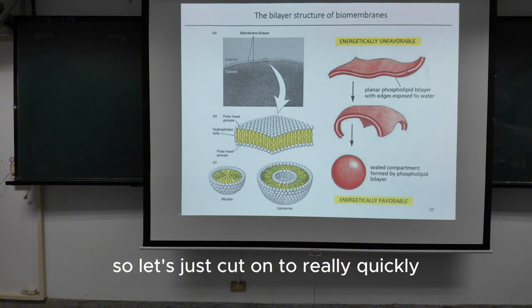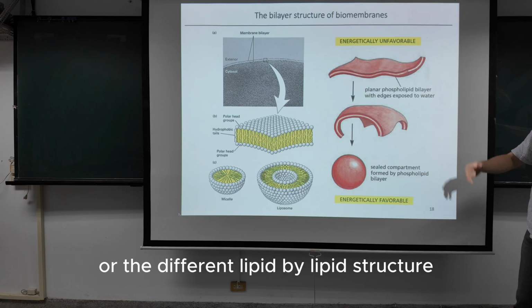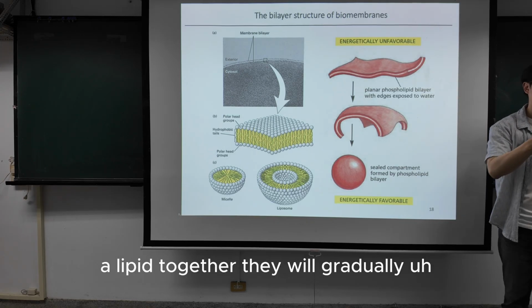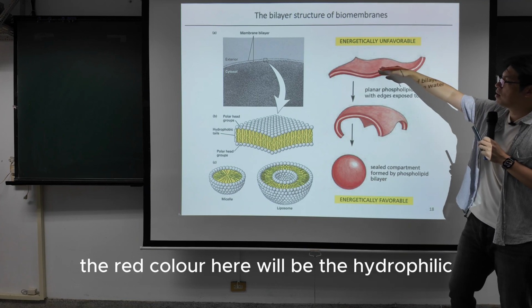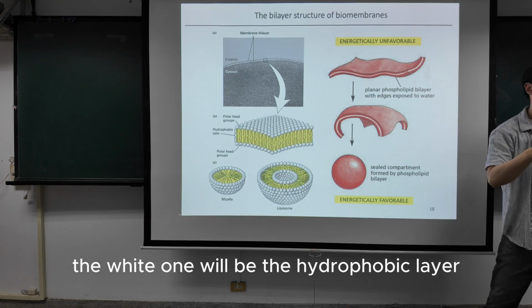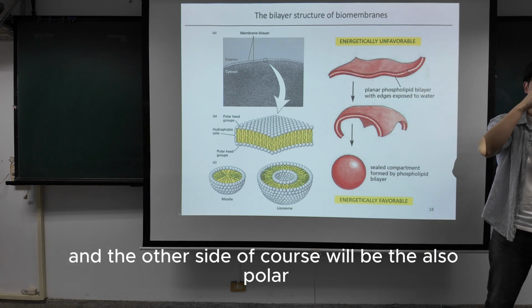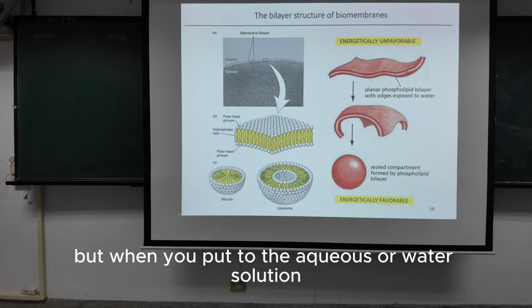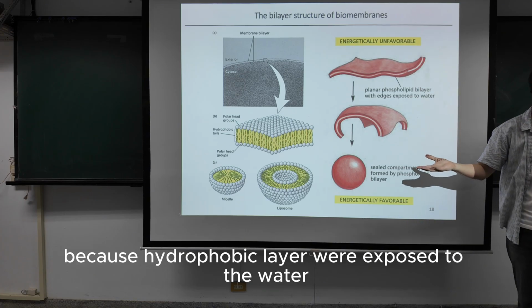This cartoon is just to quickly show you how they form the different lipid bilayer structures. For example, if you mix those lipids together, they will gradually align with each other based on hydrophilic or hydrophobic properties. The red color here will be the hydrophilic polar head layer. The white one will be the hydrophobic layer, the hydrophobic core. And the other side, of course, will also be the hydrophilic polar head. But when you put it in an aqueous or water solution, they don't really like this, because the hydrophobic layer is exposed to the water, right?